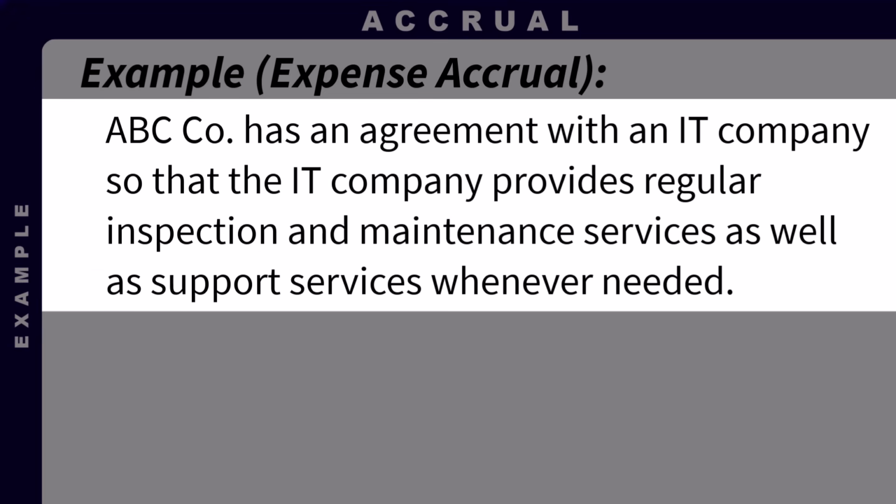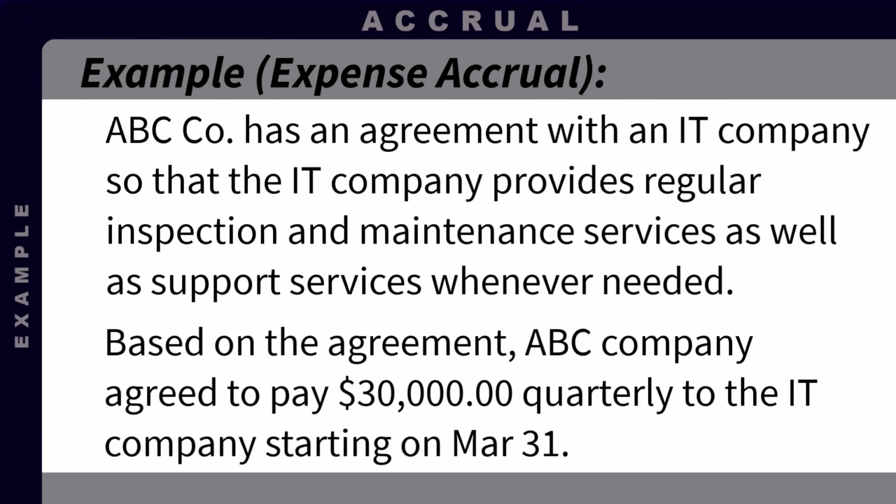ABC company has an agreement with an IT company so that the IT company provides regular inspection and maintenance services as well as support services on call. Based on the agreement, ABC company agreed to pay $30,000 quarterly, that is every 3 months, to the IT company starting on March 31st.